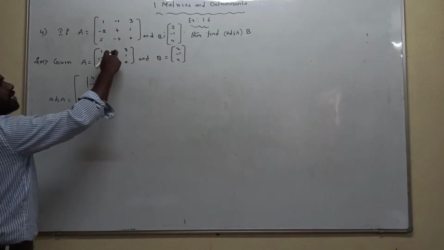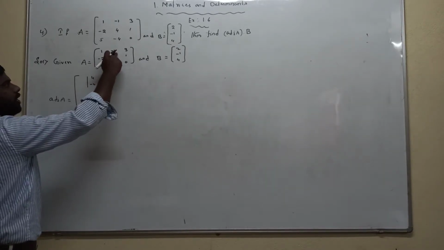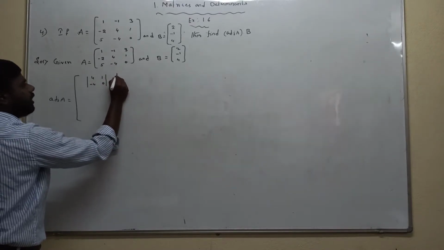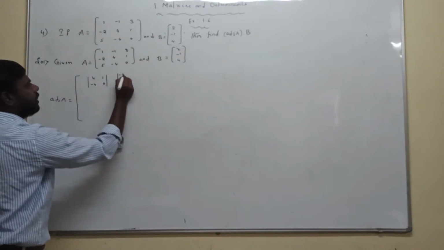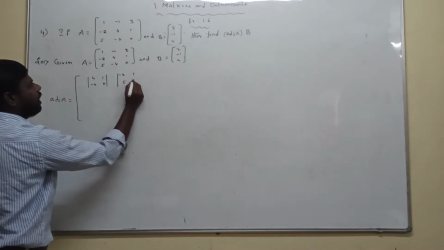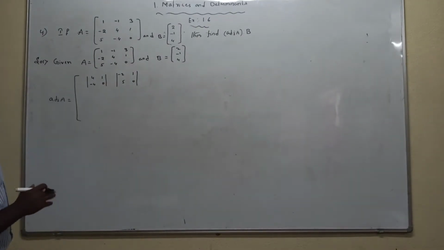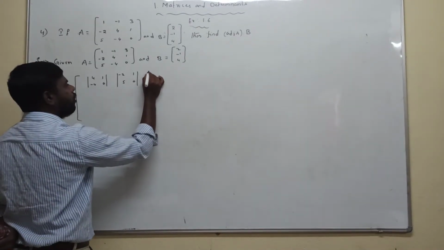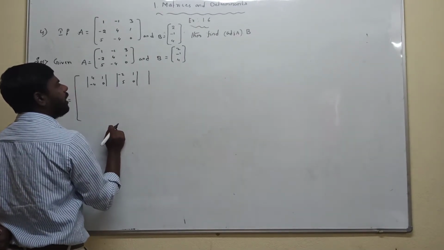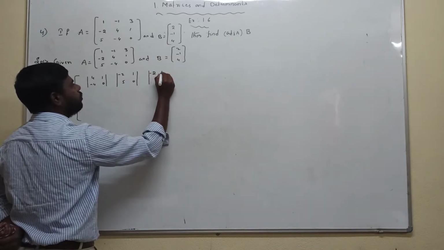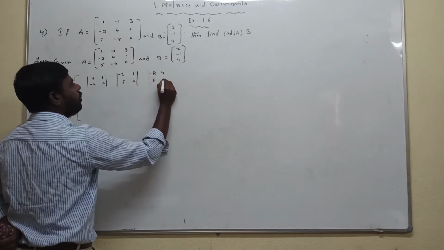Next, -1: the -1 present in the first row, second column is deleted. So write the determinant of the left over elements: -2, 1, 5, 0. Next, 3: the 3 present in the first row, third column is eliminated. Write the determinant of the left over elements: -2, 4, 5, -4.